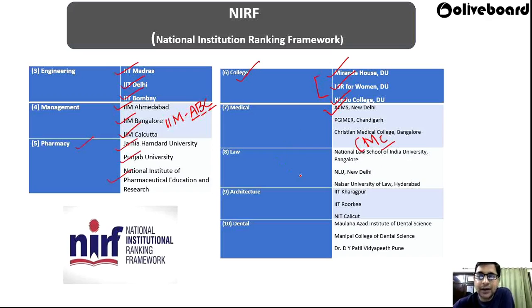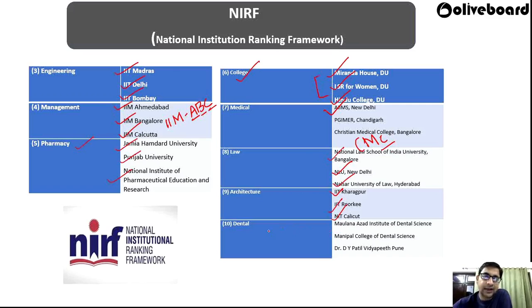Then under the law category, National Law School of India University Bangalore is on the top, then National Law University in New Delhi, Nalsar University of Law Hyderabad. These three are under the top category under the law. Then under the architecture, IIT Kharagpur, IIT Roorkee and IIT Calicut is on the top.